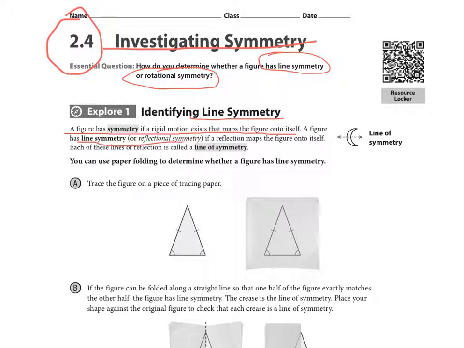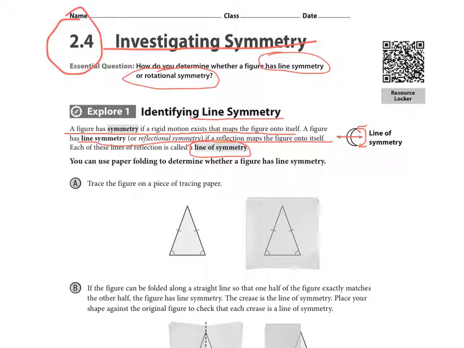Line symmetry is if a reflection maps the figure onto itself, and each one of those lines would be called a line of symmetry. So if you look over here at this crescent moon shape, here would be the line of symmetry, and you can see that if I flip that over, those two corners would match up perfectly with each other, just lay on each other perfectly.